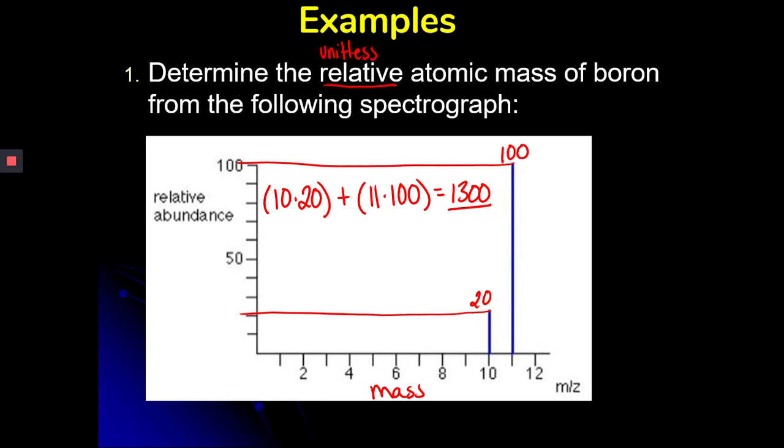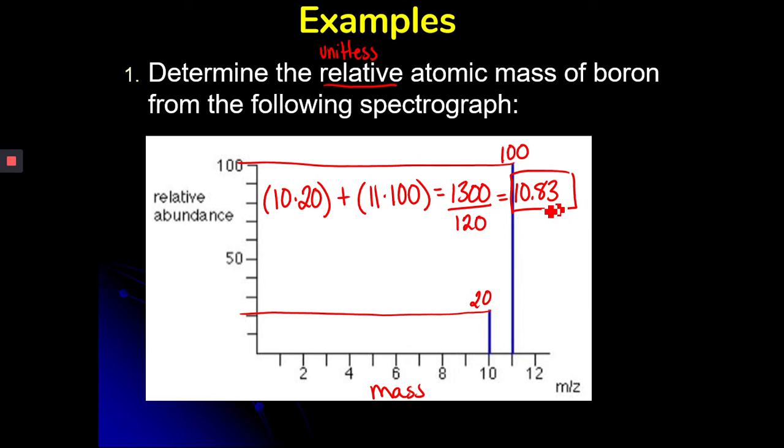We're going to add the isotopes together, and that would give us 1,300. Then we need to divide by the total number of atoms. So 100 plus 20 is 120. So the relative mass then would be 10.83. Again, it's unitless because it's relative.